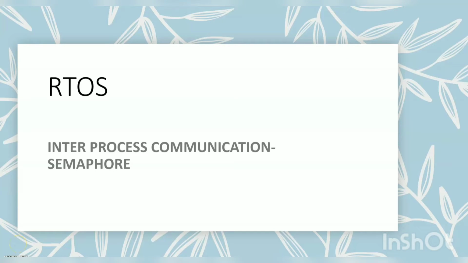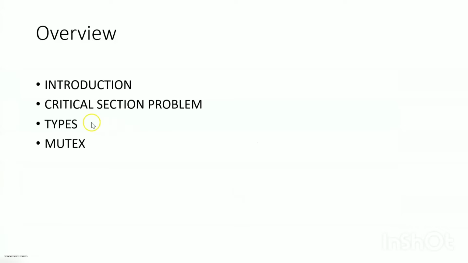This is the video lecture series of real-time operating systems. We are going to discuss the inter-process communication and synchronization mechanism, which is called Semaphore, in this video. So we'll be mainly discussing the introduction to Semaphore. Also, we'll be discussing the critical section problem, which is a very important topic in RTOS. And for finding a solution to this critical section problem, we mainly use Semaphore.